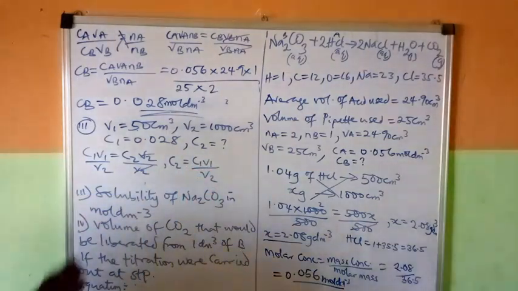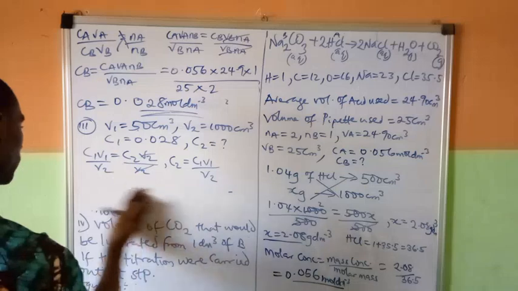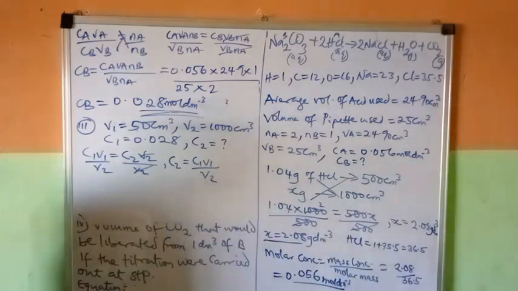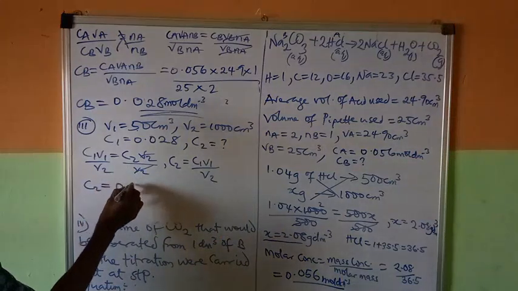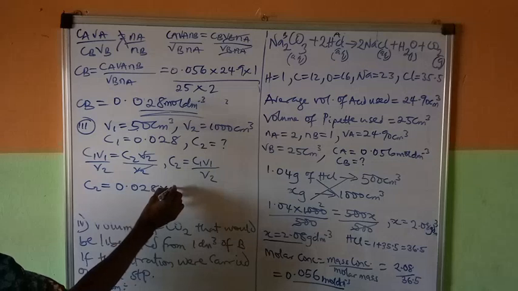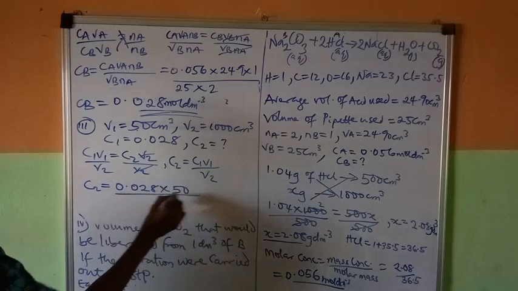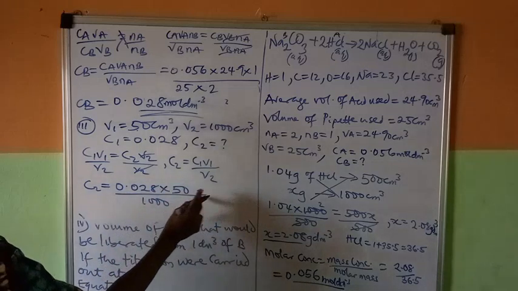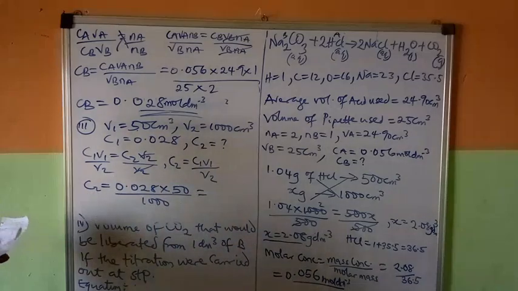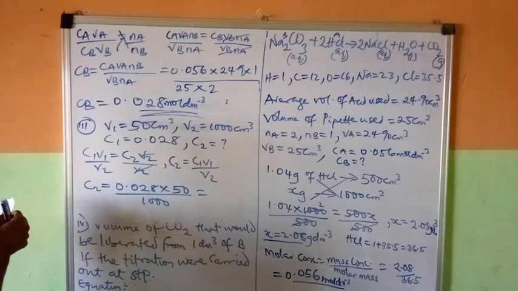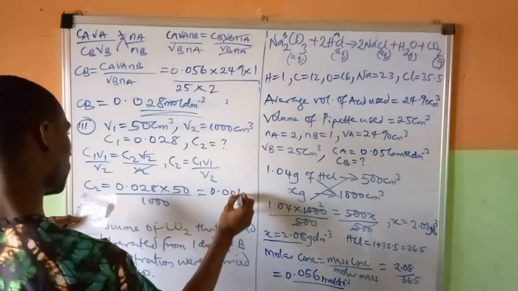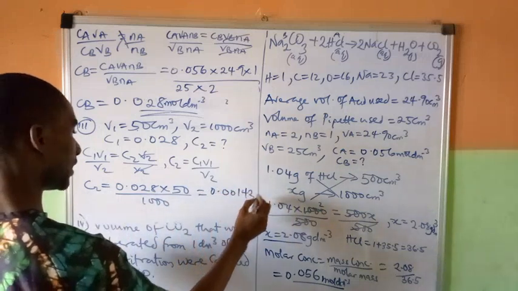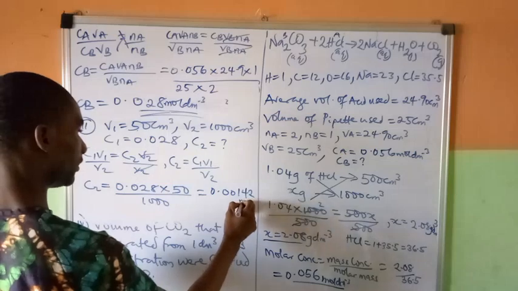So let's input those values very quickly. Our C2 is going to be, what is our C1? 0.028. What is our V1? Times 50, divided by 1000. So the final C2, the new concentration, is now going to be 0.00142. That is the solubility. Alright, in mole per dm cube.